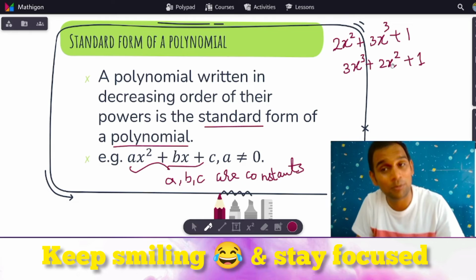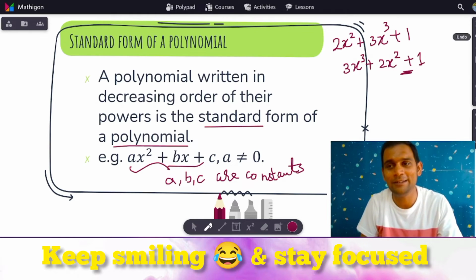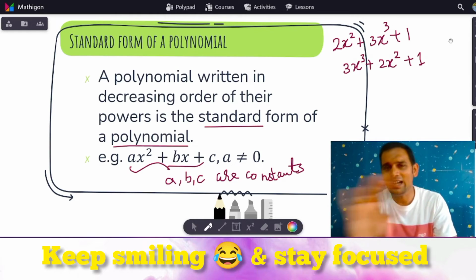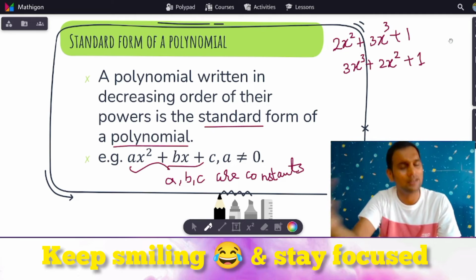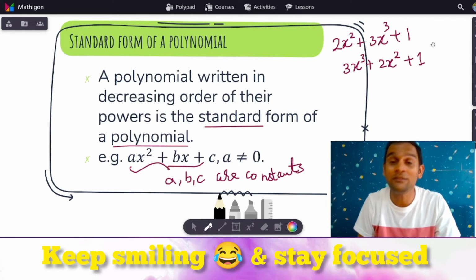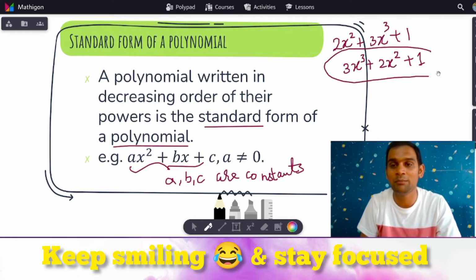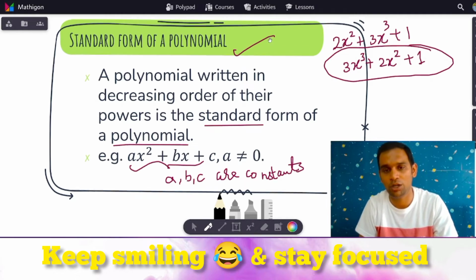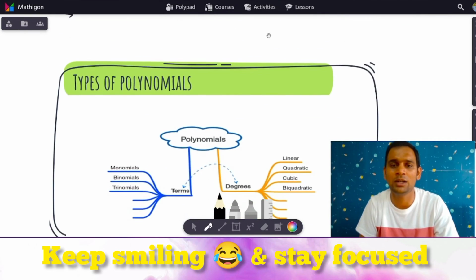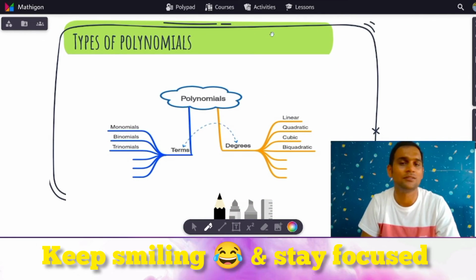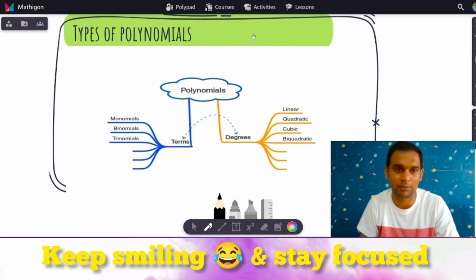Now we need not be worried about it, there is no x term here, right? There should be one more x, so that we can neglect it. But whatever powers are available in this polynomial, they must be written in decreasing order. That is what is called the standard form of a polynomial. Whenever we try to solve something, we leave the answer in standard form of a polynomial. I hope that makes sense.